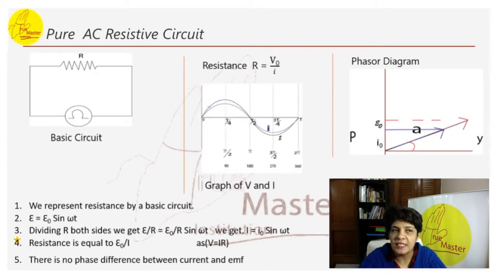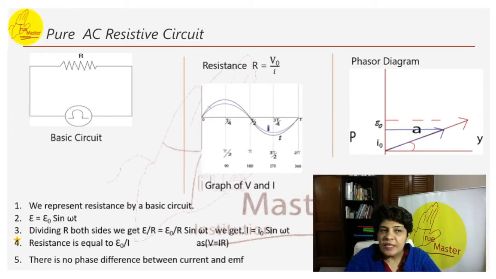Before we study the LCR series circuit, it is important to learn about three circuits. Starting from the pure AC resistive circuit, we represent resistance by a basic circuit diagram. This is the first basic circuit diagram for resistance. Point 2: here we know E will be equal to E naught sine omega t in case of a pure AC resistive circuit. What will be the value of I? I will be I equals I naught sine omega t.